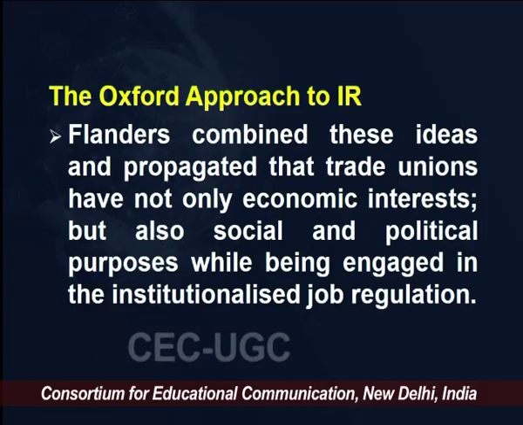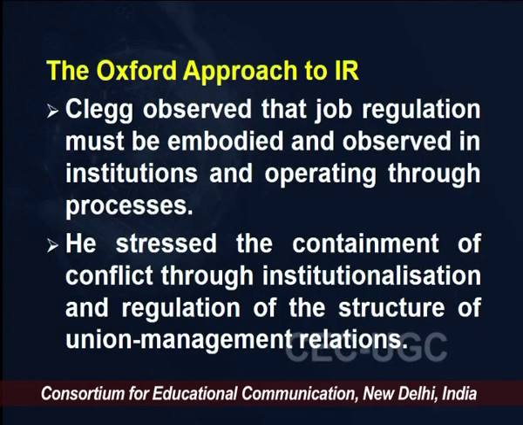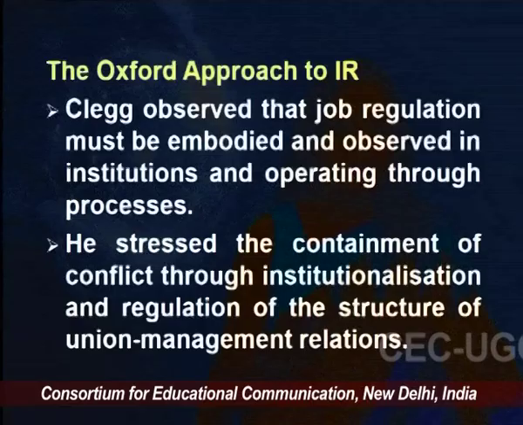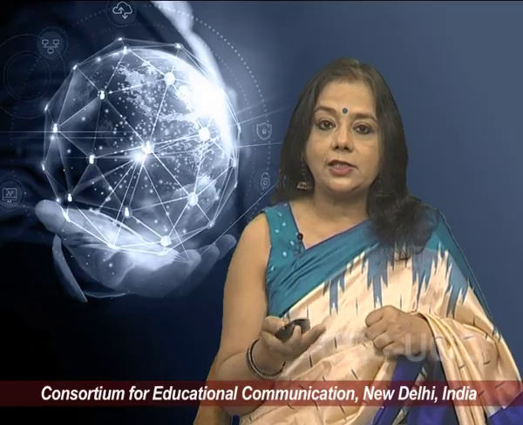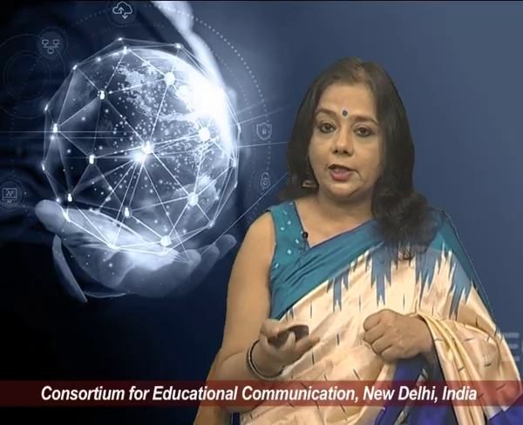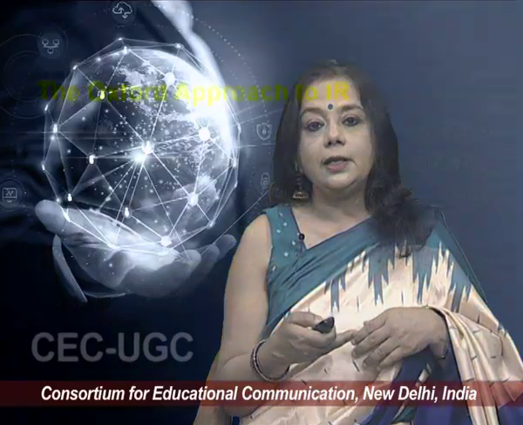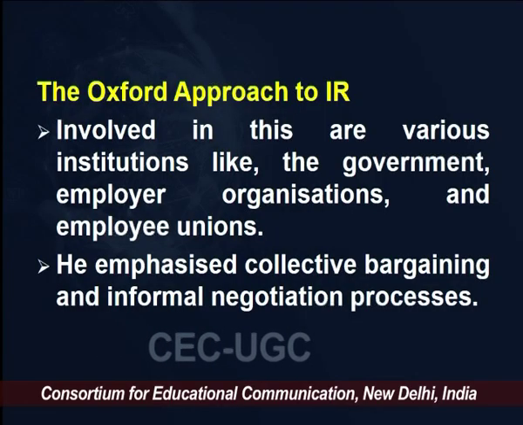institutionalized job regulation. Then there were other writers like Clegg who observed that job regulation must be embodied and observed in institutions and operating through processes. He stressed the containment of conflict through institutionalization and regulation of the structure of union management relations. Involved in this are various institutions like government, employer organization and employee organization, and he also emphasized collective bargaining and the informal negotiation process.